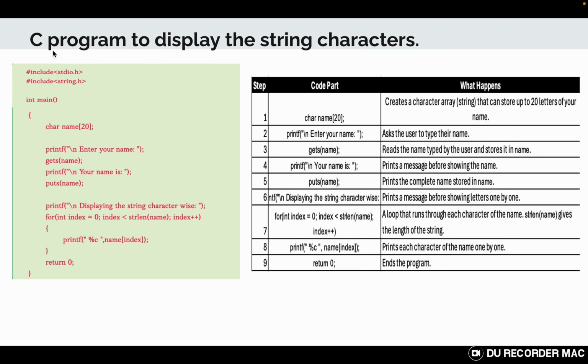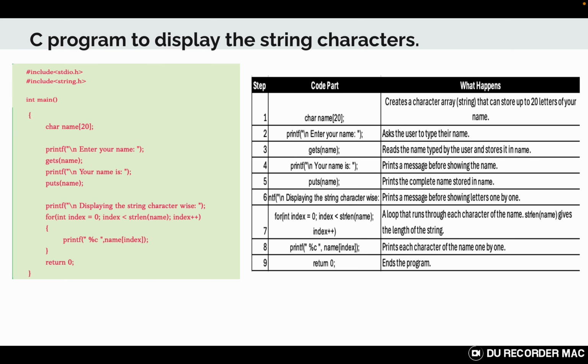Like the name array, then name 0 will give you P, name 1 will give you R, name 2 will give you O, name 3 will give you G, name 4 will give you R, name 5 will give you A, and name 6 will give you M, and then the program terminates. So this is a very simple program where you ask the user to enter a name, then you print all the characters that are present in that string individually.